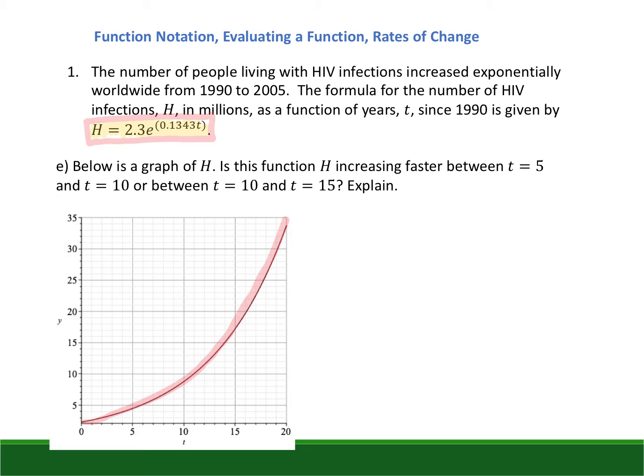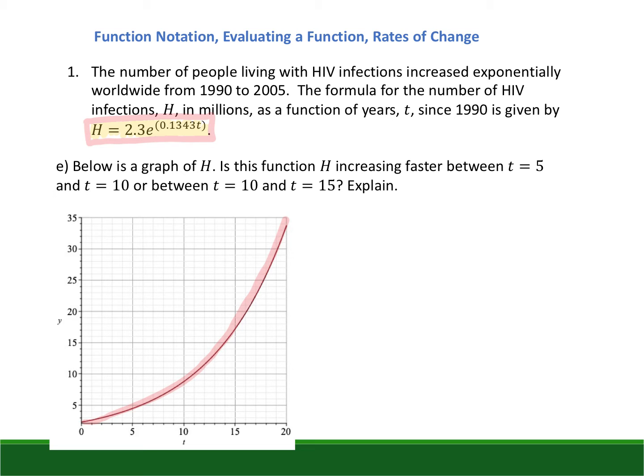If we were to substitute in different numbers for t, we'll get corresponding values for h, and so we get a whole bunch of points. And then when we plot those points and connect them with a line, it gives us this curve. So let's take a look at question E. Questions E and F focus specifically on looking at average rates of change.